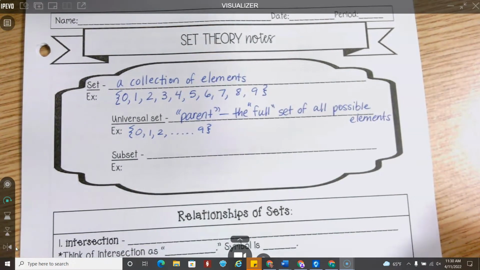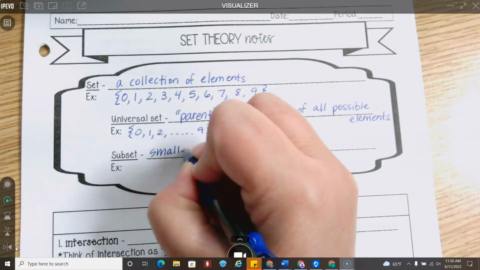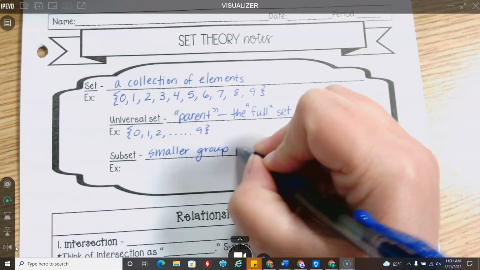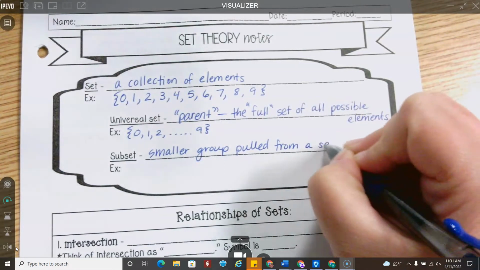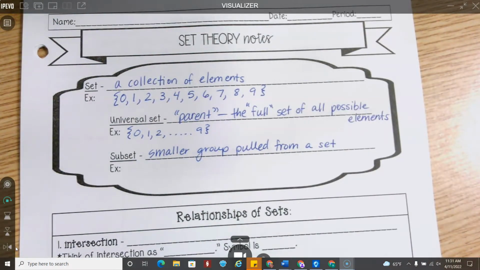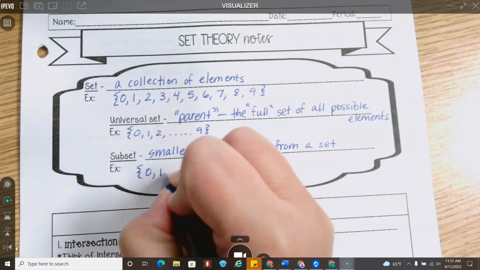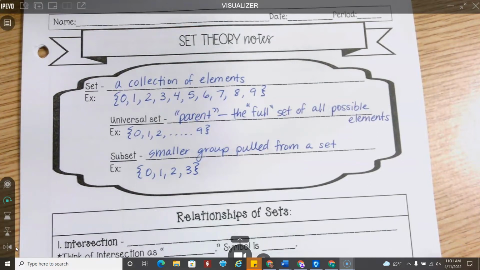A subset is a smaller group basically pulled from a set. Like for instance, if I said all of the single digit numbers smaller than 4, that would be a subset. So that would be just 0, 1, 2, and 3. Or I could say all of the, I don't know, odd numbers.